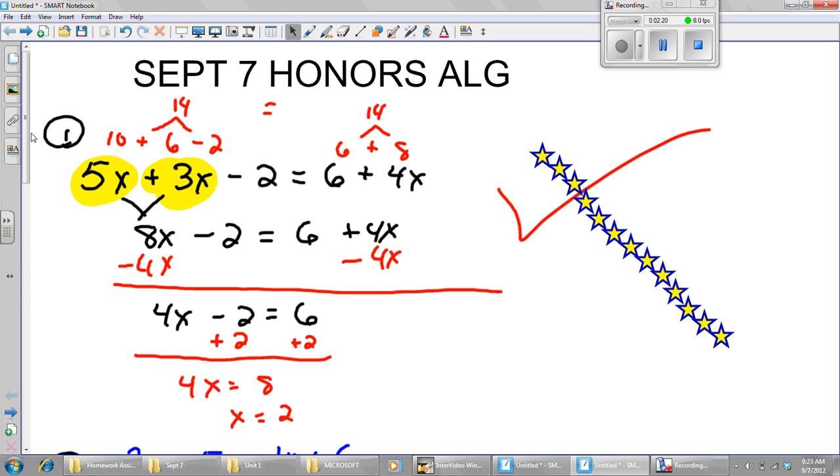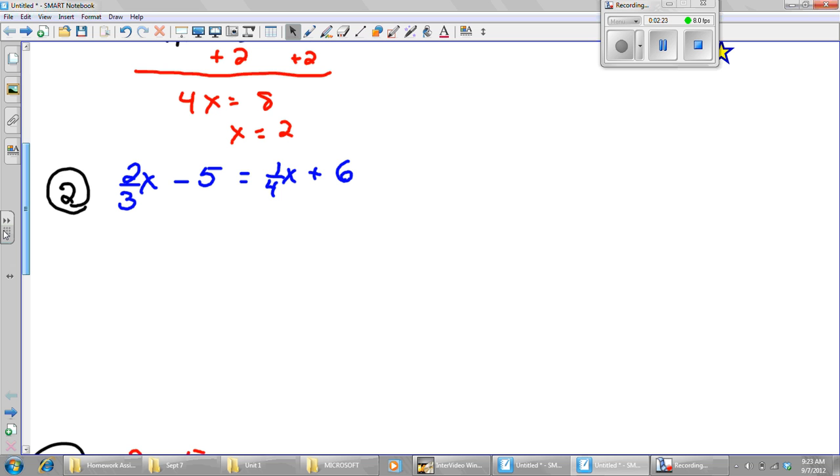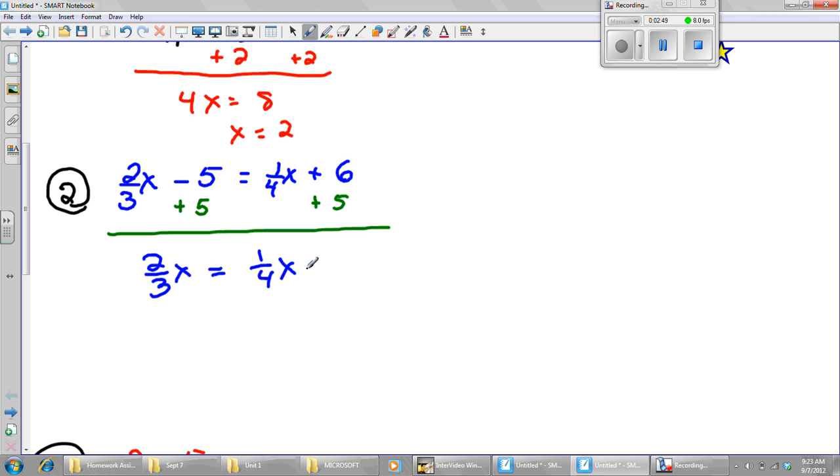Okay, let's scroll on down to problem number 2. Here's one. I know Max is thinking I'm going to have to find the LCD and then use it somehow. And Max, that's a great thought, except I'm going to go ahead and simplify by getting rid of this negative 5 first. Add 5 to both sides. It's a relatively easy thing to do. And when I do that, I'm going to have 2/3 x equals 1/4 x plus 11. All right.